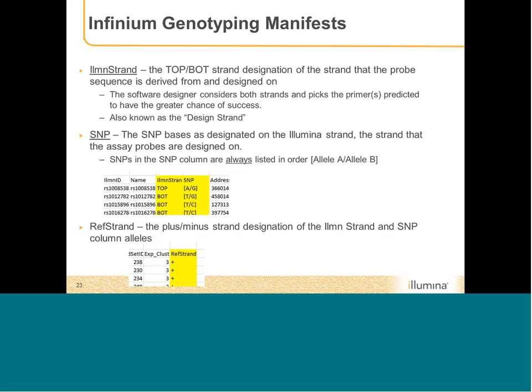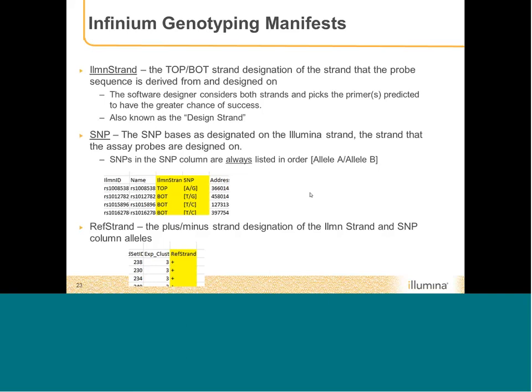The SNP column in the manifest lists the SNP as reported by the probe. In other words, the alleles are based on the Illumina strand, the strand that the probe was designed on. So the SNP column always has the SNP bases as reported by the probes. They also are listed in the column in order of allele A and allele B. So if this is an A/G SNP, allele A is A, allele B is G. So whatever SNP you're looking at, you can always know which one is A or B by looking at the SNP column.